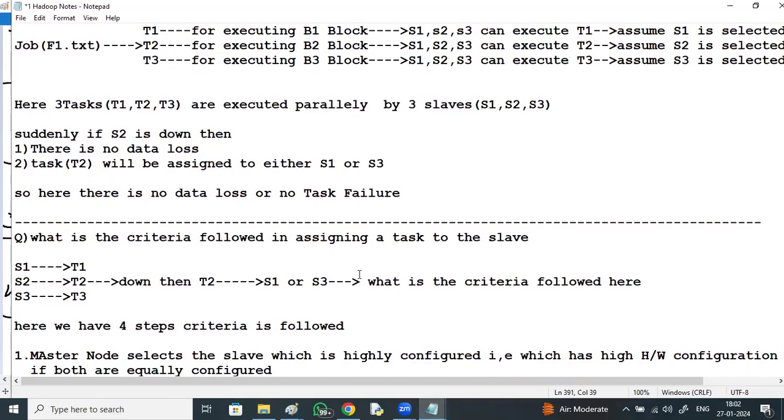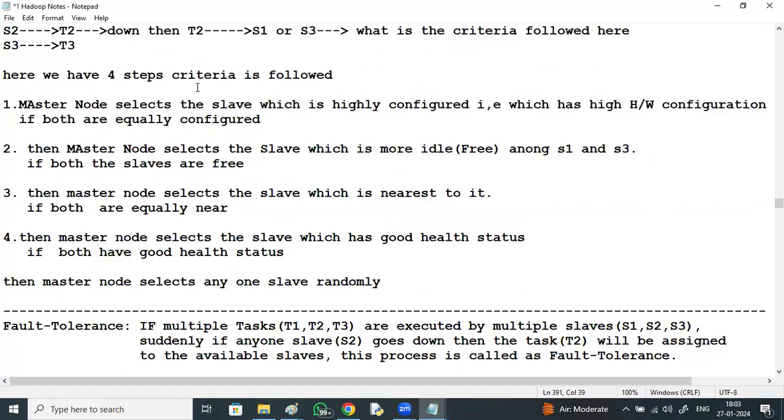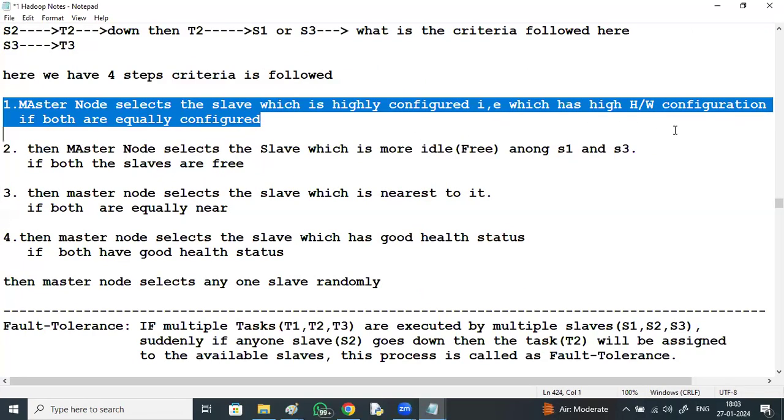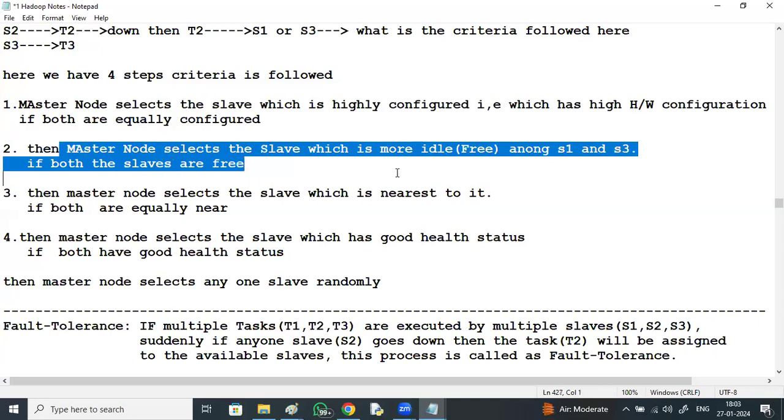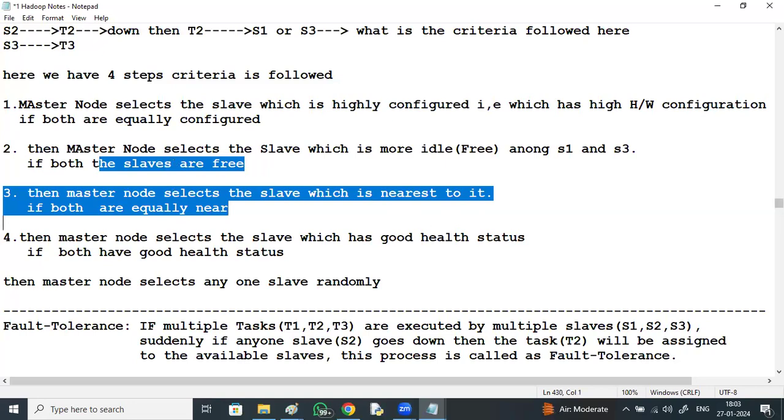What is the criteria followed in assigning a task to a slave? The master node selects the slave which is highly configured, which has a high hardware configuration; then the one which is more idle; then the one nearest to it.